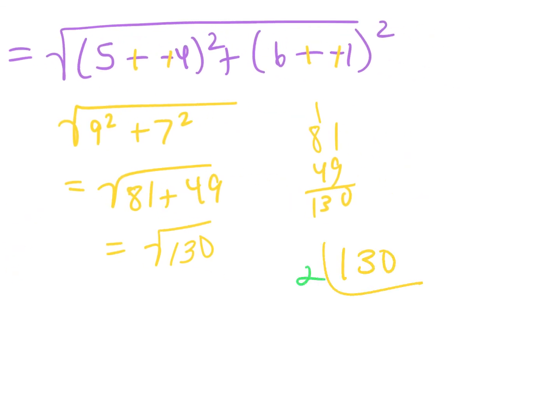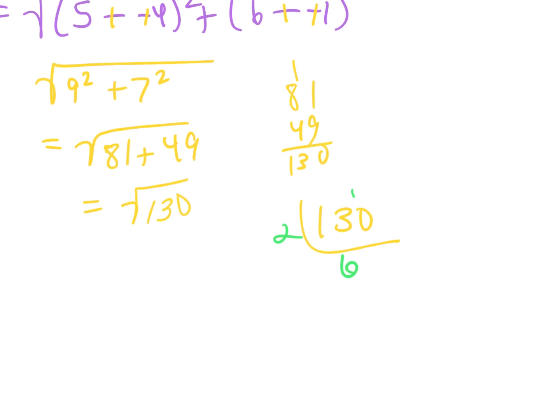Does 2 go into 130? Yep, 2 goes into 13 6 times with 1 left over, right? 2 goes into 10 5. Does 2 go into 65? No. 3? No. 5? Yep, 5 goes into 6 once with 1 left over. 5 goes into 15 3 times. Do I have any pairs? No. Any factors that are pairs? No, so that's it. This absolutely does not break down, and that's okay.